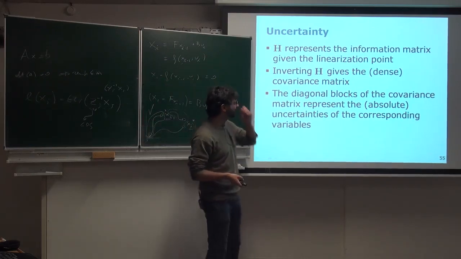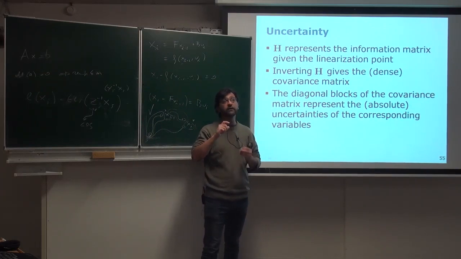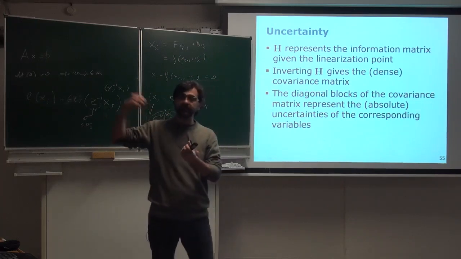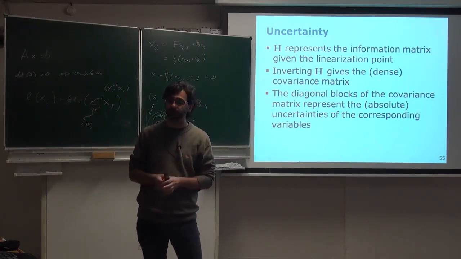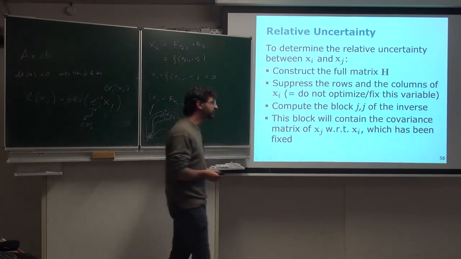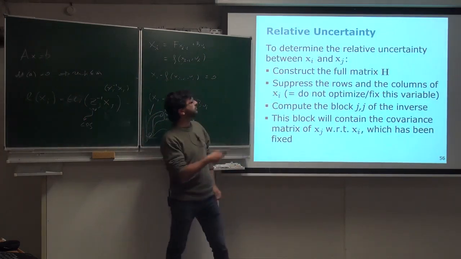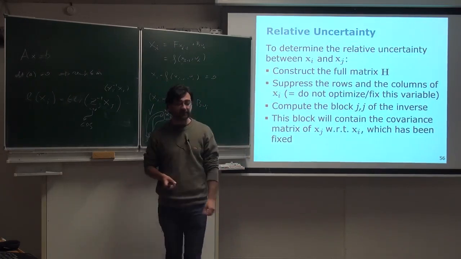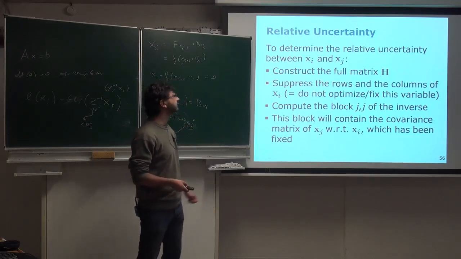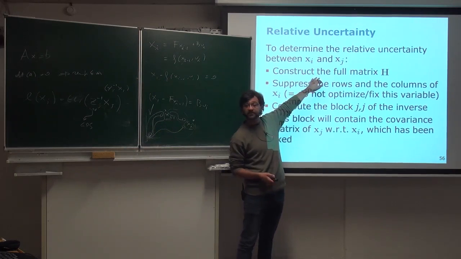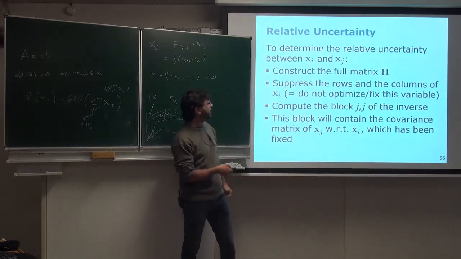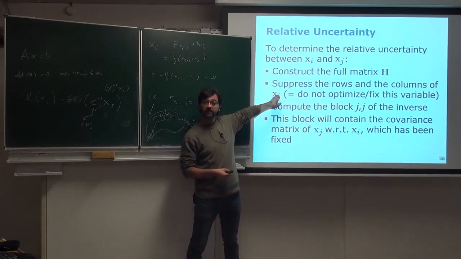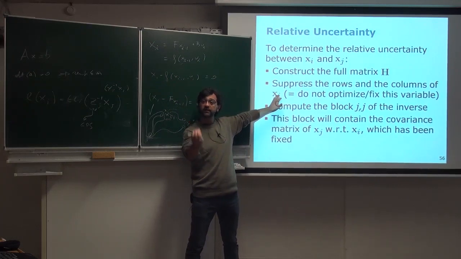Or we can also use it for knowing how far in statistical terms a certain pose is with respect to the current pose of the robot. Okay, so this is important because if we can determine the relative uncertainty between two poses, xi and xj, we can use it for data association. And for doing it, what we do is we compute the full matrix H, so we compute the full Hessian. We suppress the rows and the columns of xi. So basically, we are saying we fix xi, and this xi is the center of the world. I know the values of xi.